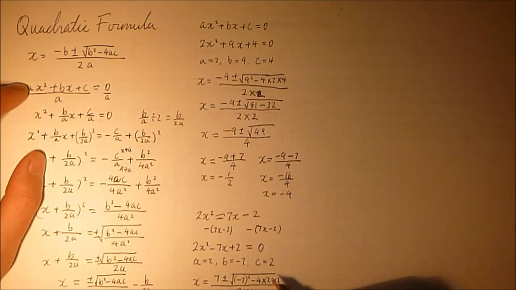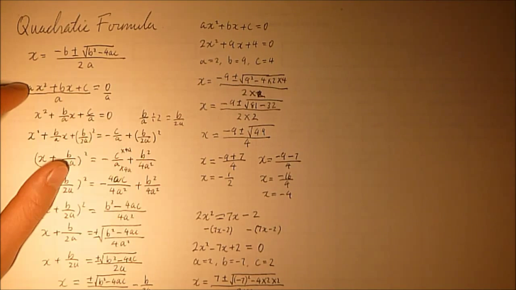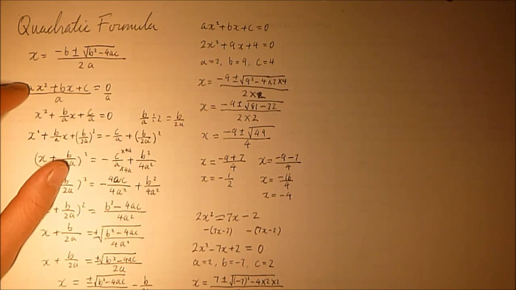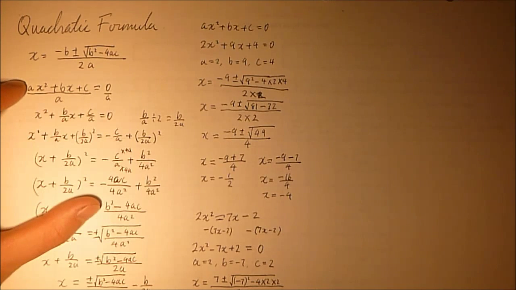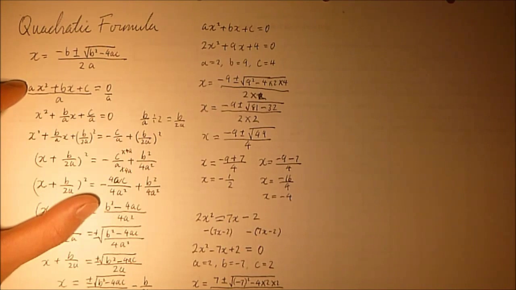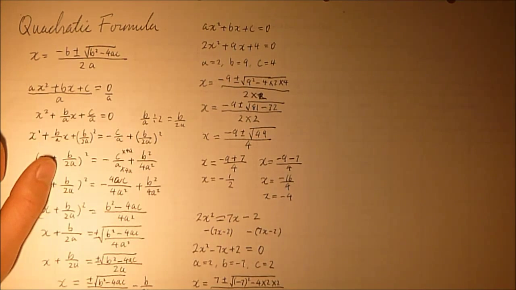x equals 7 plus or minus the square root of 49 minus 2 times 16, over 4. So x equals either 7 plus the square root of 33 over 4, or x equals 7 minus the square root of 33 over 4. 33 is not a square number, so you can just leave the answer in this form.